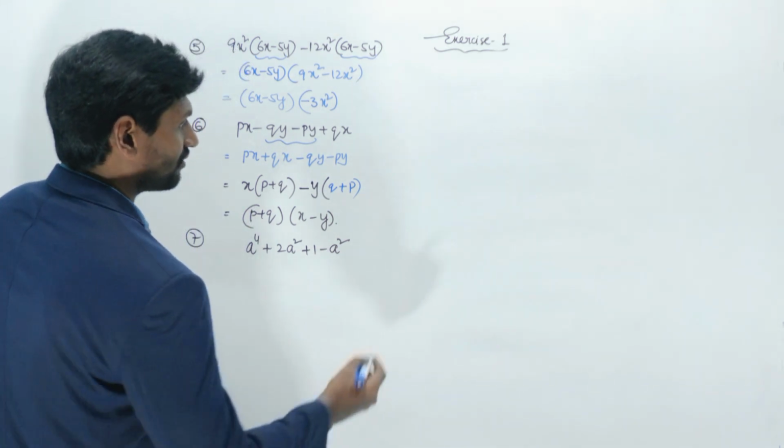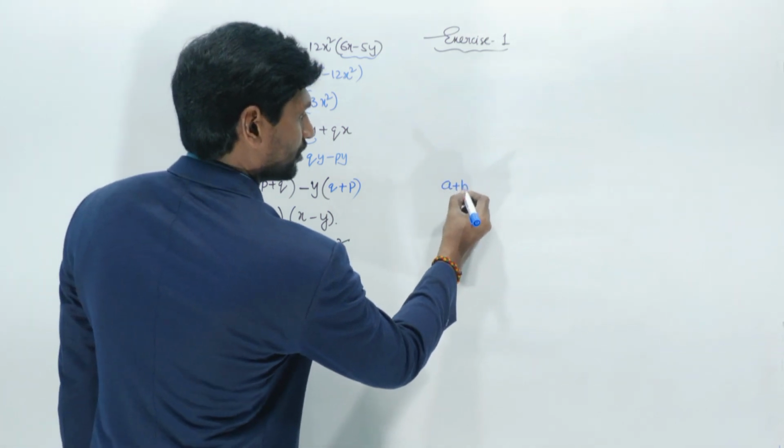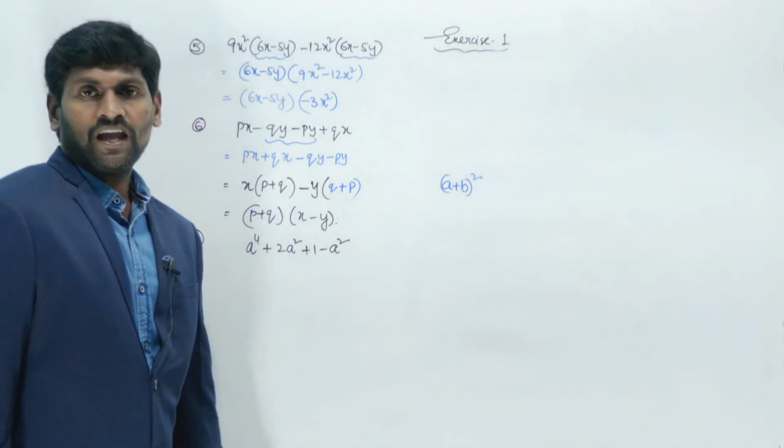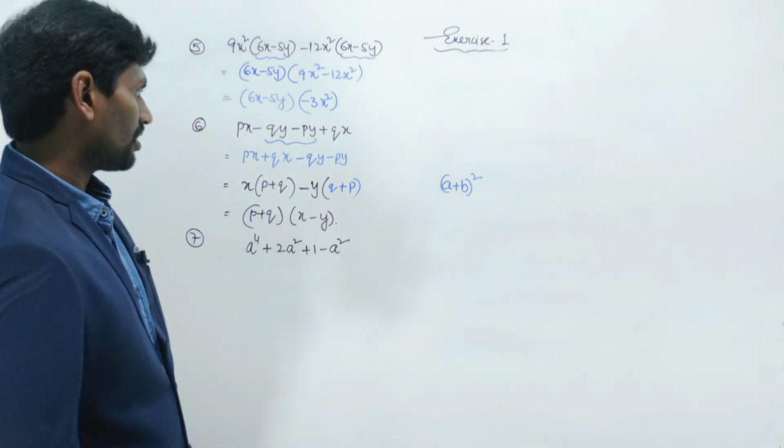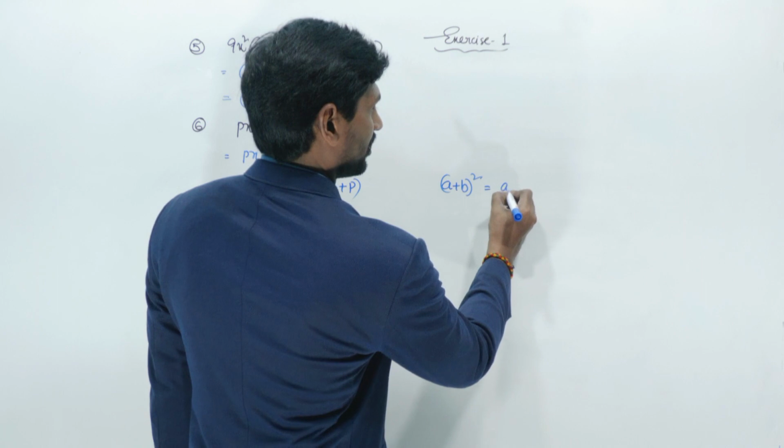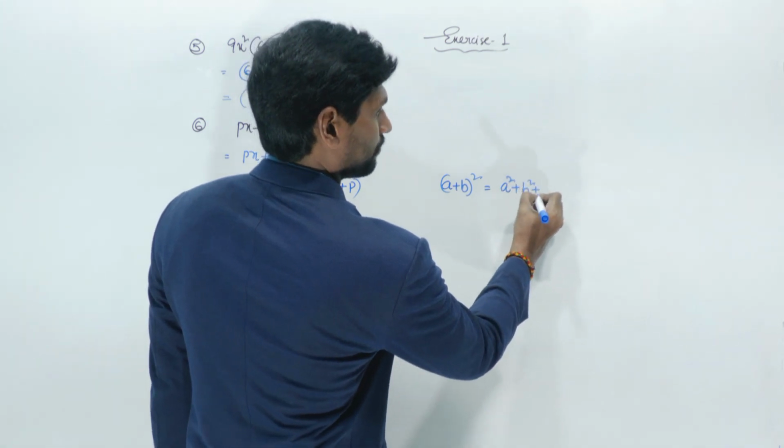From your childhood onwards you are aware of the (a plus b) whole square formula, right? We can apply the (a plus b) whole square formula or the (a minus b) whole square formula. So what is (a plus b) whole square? a square plus b square plus 2ab.